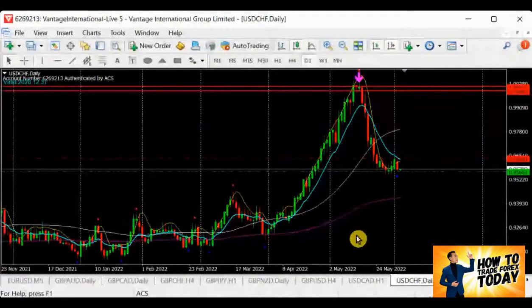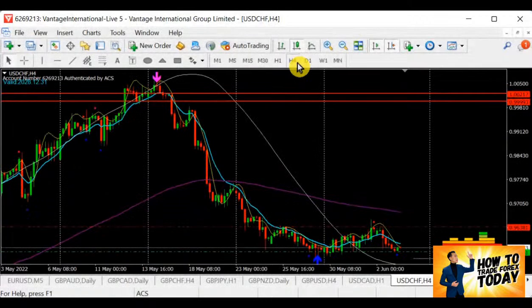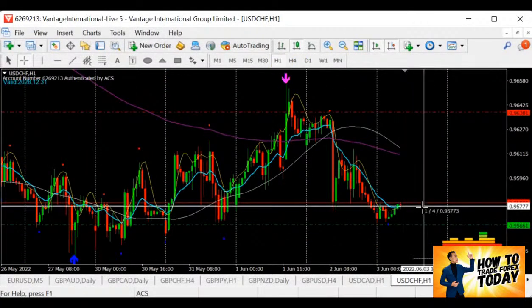Dollar franc. How about dollar franc? Dollar franc, we are selling. Now we are in the bear trend, but however, we meet up with a support. We are very near to the support level. Can you see here, the support level? We only have 12 pips.